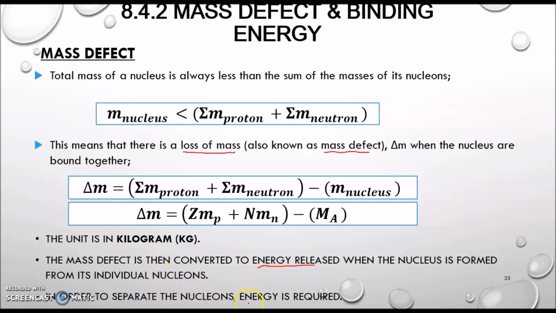In order to separate the nucleons, energy is required. So when we have a proton and neutron, they bond together to form a nucleus, and the energy will be released. But if we want to separate the nucleons into individual proton and neutron, energy is required. So how to find the energy? We will use this equation, E equals delta M c squared. For this delta M, you can use the previous equation and then substitute the speed of light. You will get the energy released when we bond together proton and neutron, or the energy required when we want to separate proton and neutron from a nucleus.